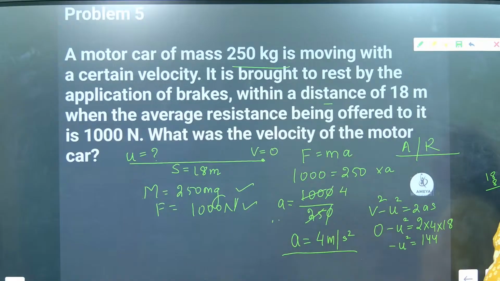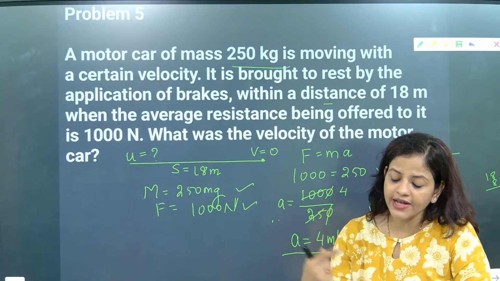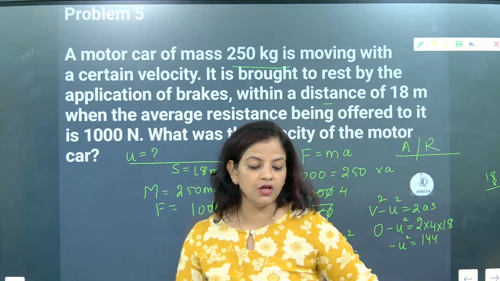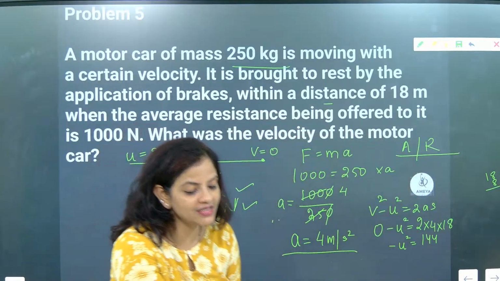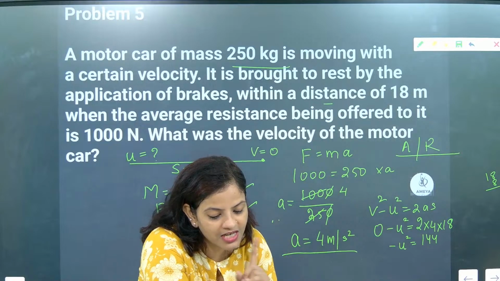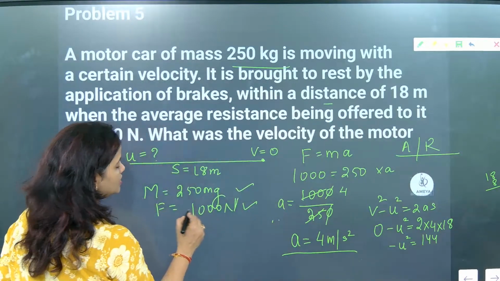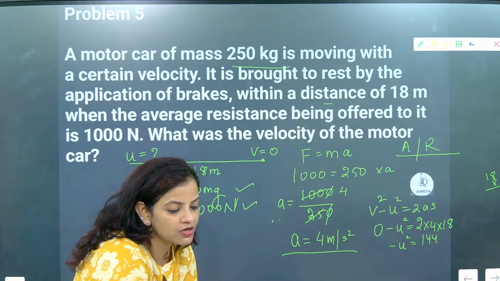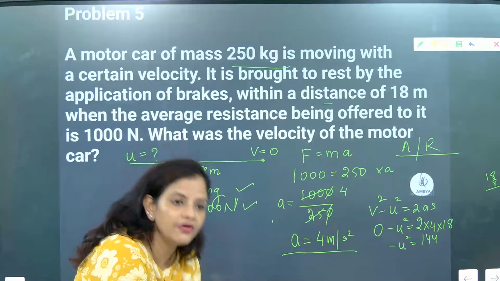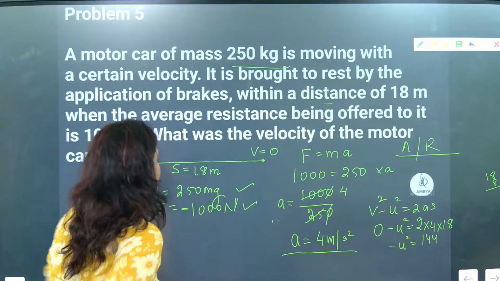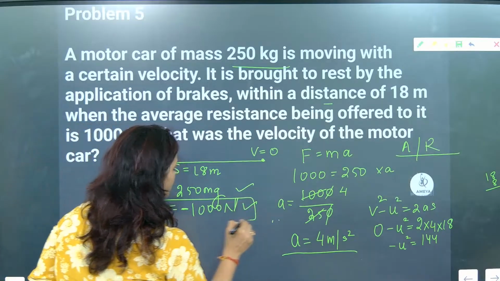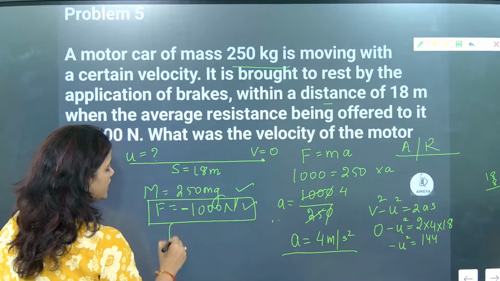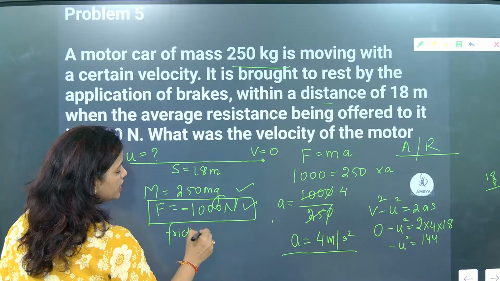If retardation is there, when will retardation come? When friction is more powerful. Those people who are putting a minus answer, only one thing you need to answer me: will the force be plus or minus? The force will be minus, because here force is applied to stop the vehicle. Whenever force is applied to stop the vehicle, force will be negative, because here it is friction, opposing motion.